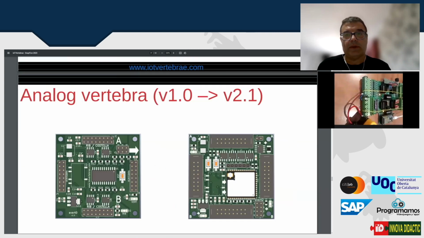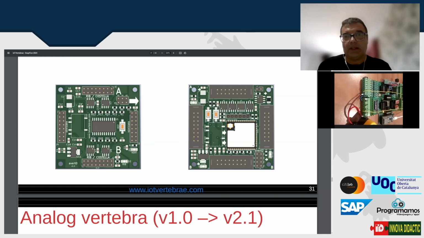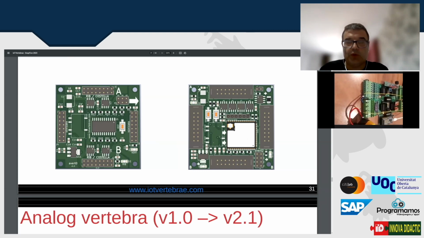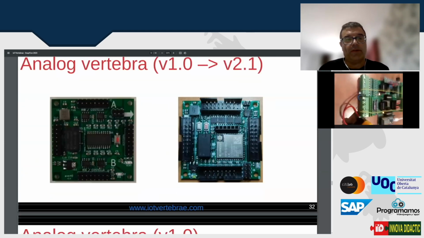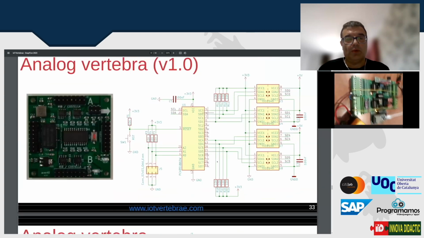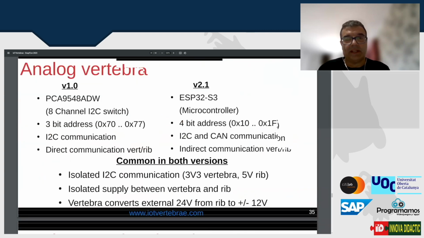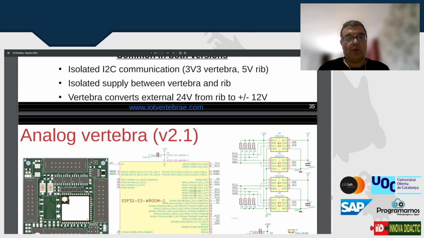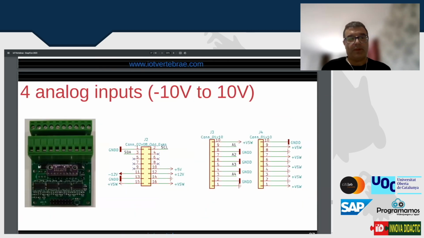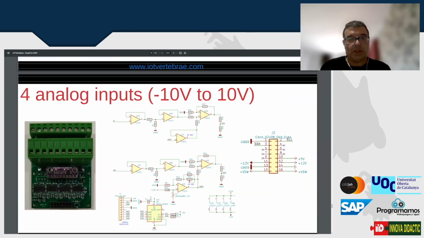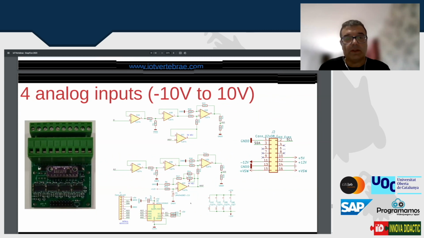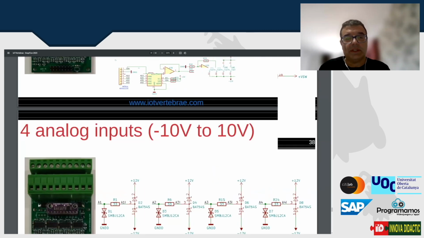We're using this ESP32, and here there is a converter from 24 volts to plus minus 12 volts, because the analog grips are able to read from minus 10 to plus 10 volts. This is the RIP that we're using here, a popular module, and we're using this supply here.